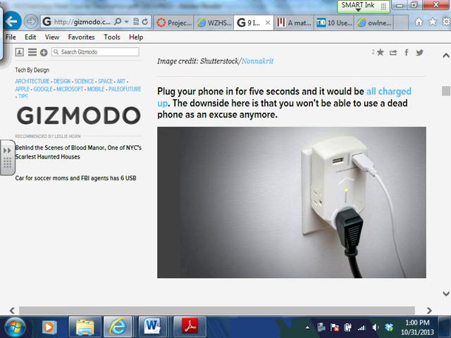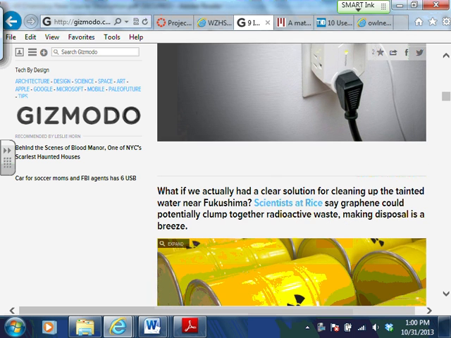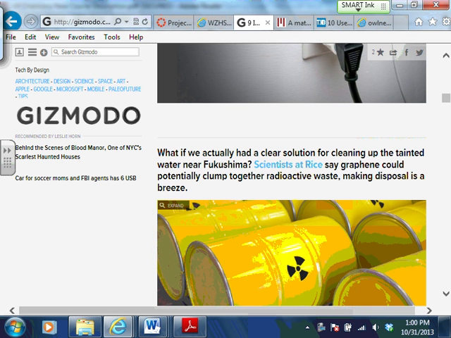Plug in the phone for 5 seconds, it will be all charged up. It's kind of nice, right? Because you can get a lot of current through there without so much resistance, because not only is it heat resistant, but it just doesn't produce as much heat as a typical electric current running through the copper wires that we use now.